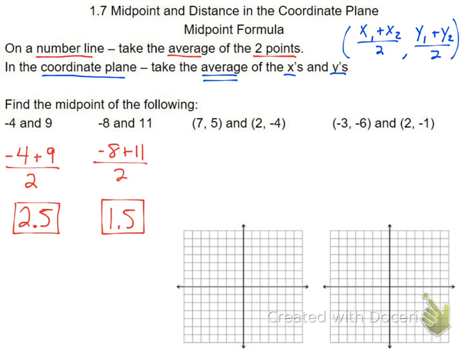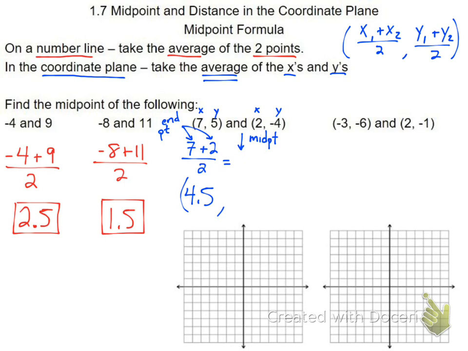So for this first one, remember, this is my x, this is my y, this is my x, this is my y. So I'll add together, so I'll go 7 plus 2 divided by 2. Remember that these two numbers are my endpoints, and it'll be equal to whatever this number will be, my midpoint. So for my x's, 7 plus 2 divided by 2, so that gives me 9 divided by 2, which is 4.5.